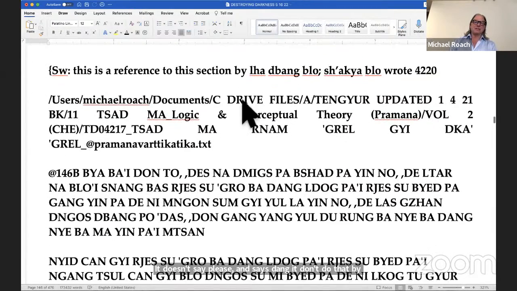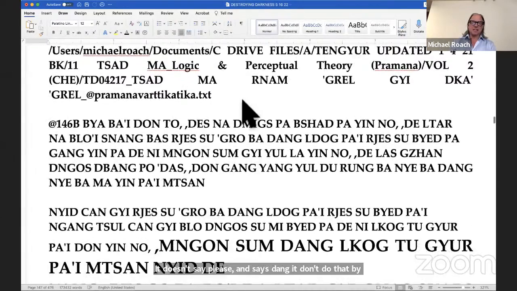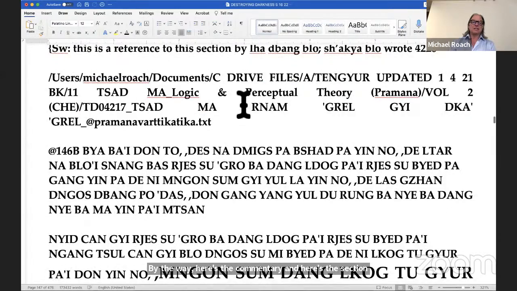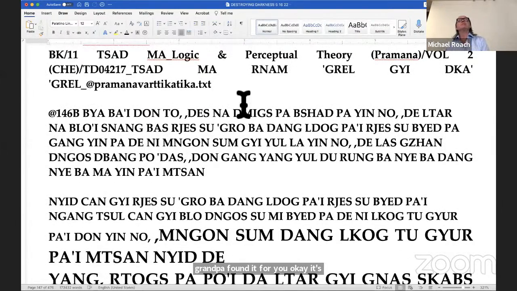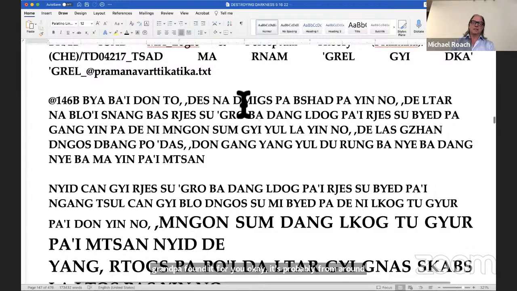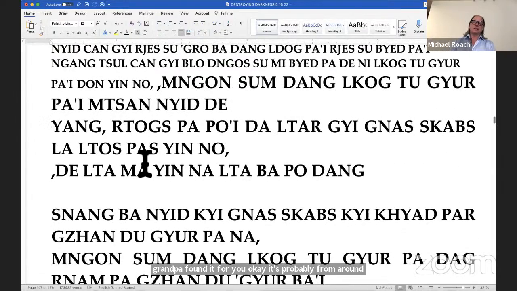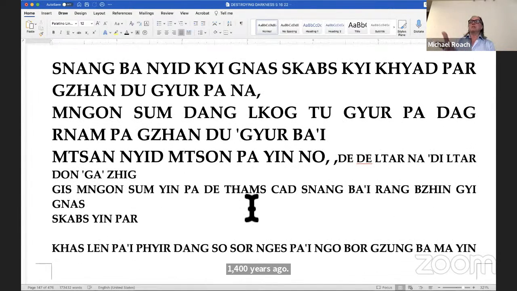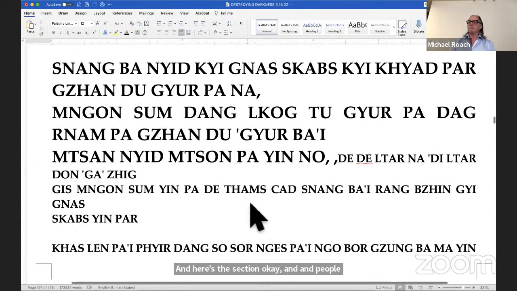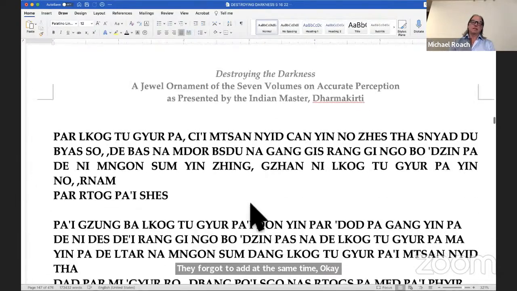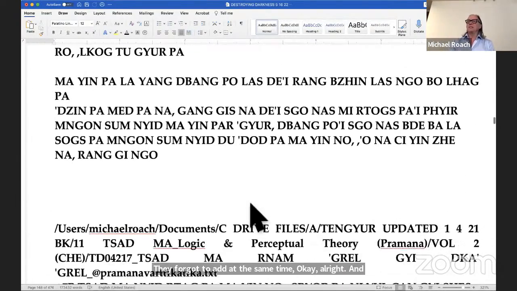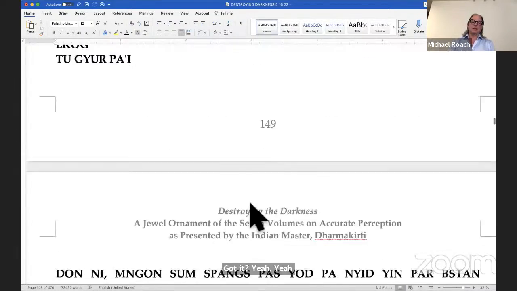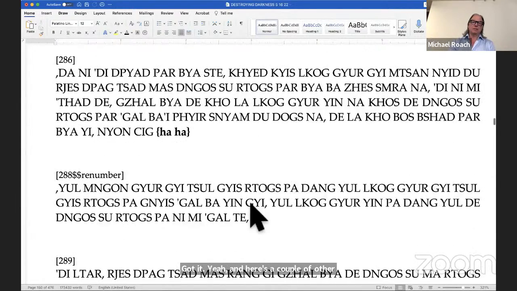By the way, here's the commentary, and here's the section. Grandpa found it for you, okay? It's probably from around 1400 years ago or something, okay? And here's the section, okay? And people misunderstood it. They forgot to add at the same time, okay? All right. And then they start to spread it. Got it? And here's a couple other commentaries. If you have time, you can read those.